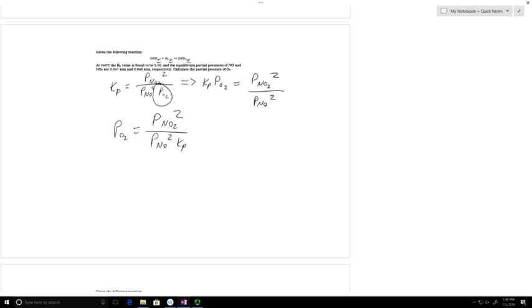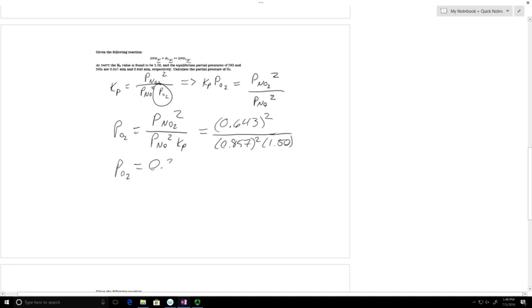Using the numbers given to us in the problem, we end up getting 0.643 squared over 0.857 squared times 1.50. Okay, and then just plugging that into a calculator, we get 0.375. Now, this takes a little bit of common sense to think about.